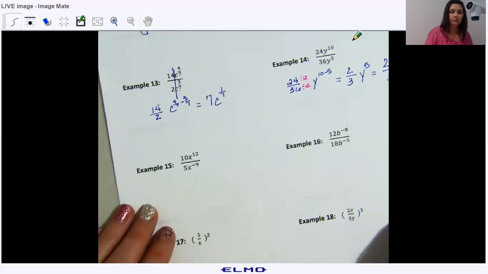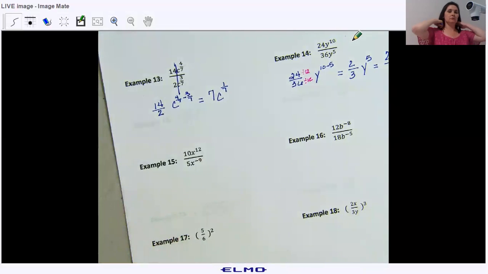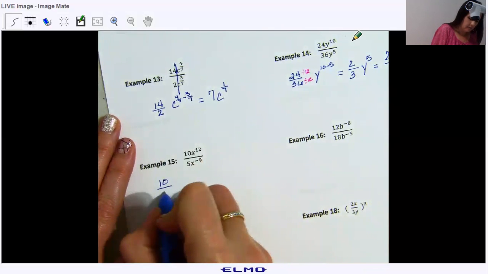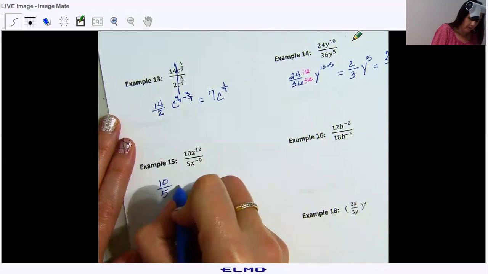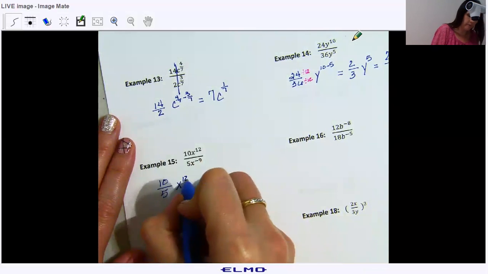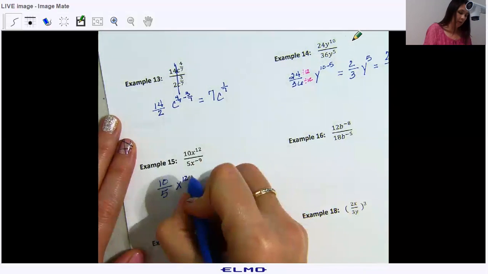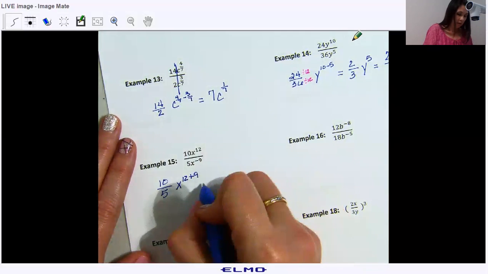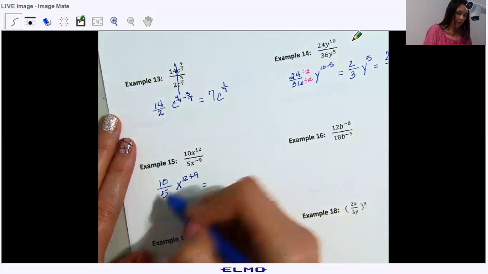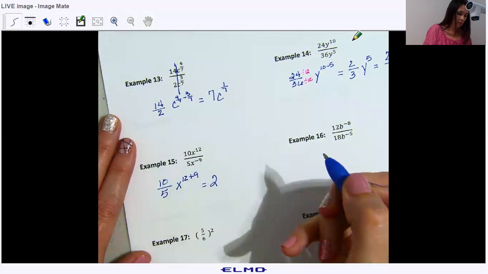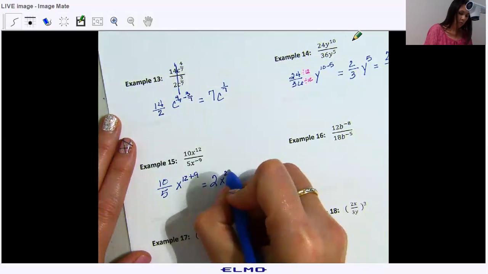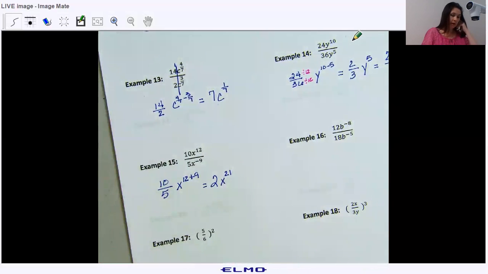All right. Example 15. We have 10 divided by 5. And then we have x to the power of 12 minus a negative 9 is going to be plus 9. Okay. So we have 10 divided by 5 is 2. And then 12 plus 9 is 21. So 2x to the power of 21.